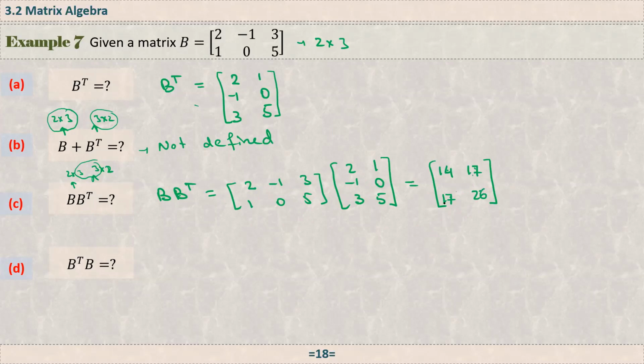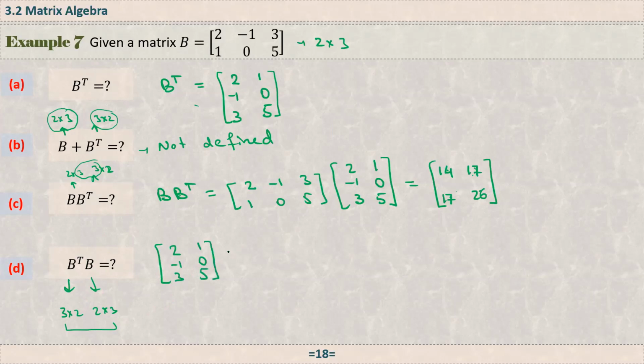Again, 17, it is a square matrix. So for this, it's always possible. How about B transpose B? B transpose, what is it? It is 3 by 2, and this one is 2 by 3. So we will get a 3 by 3 matrix. B transpose is, here we have 2, -1, and 3, and here we have 1, 0, and 5.